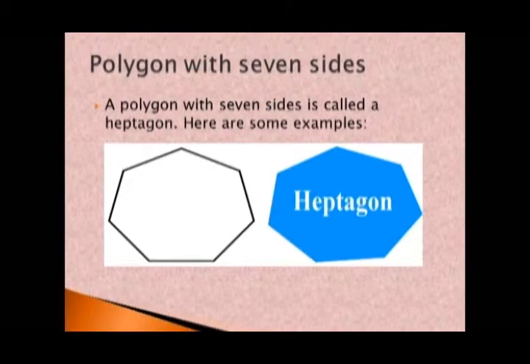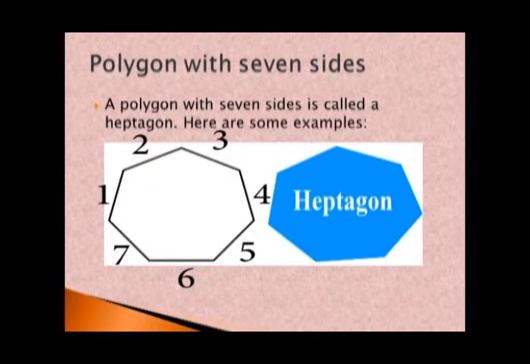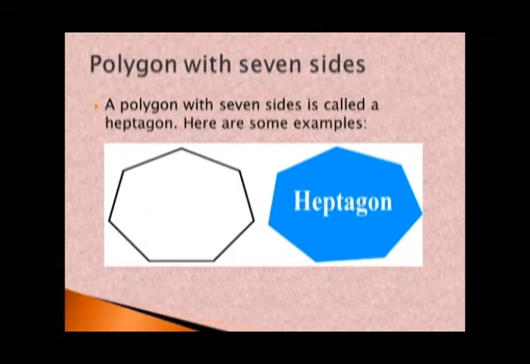Now we're going to look at a 7-sided polygon. A polygon with 7 sides is called a heptagon. Here are some heptagons. Let's count the sides. 1, 2, 3, 4, 5, 6, 7 sides. This polygon is called a heptagon. Can you tell me how many angles are in each of these heptagons? You are correct. Each heptagon has 7 angles.